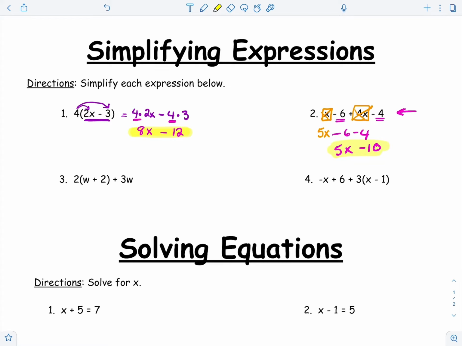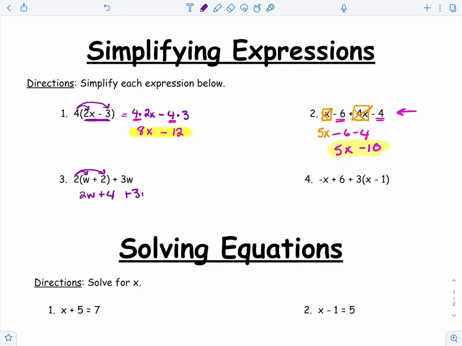With number 3, we have 2 times w plus 2 plus 3w. All right, here, what we should notice is the parentheses. And since we have that parentheses, we should go ahead and distribute the 2 inside to the w and to the 2. So this result is 2w plus 4 plus 3w.